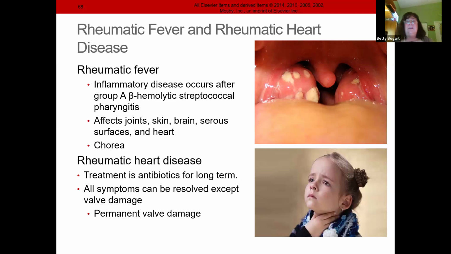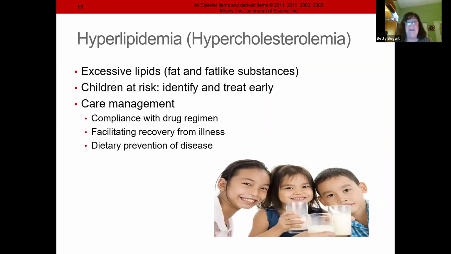Now, these kids come in and we determine, yes, they had a strep infection 3 weeks ago, or they had a sore throat. They didn't go to the doctor. They thought it went away. And what's the treatment? Well, it's a strep infection. We're going to treat with long-term antibiotics, and even the central nervous system and the joints will all go away, but the heart valve will never go away. Once it's damaged, it's damaged for life. Okay? But if we catch it quick enough, that's the key here.